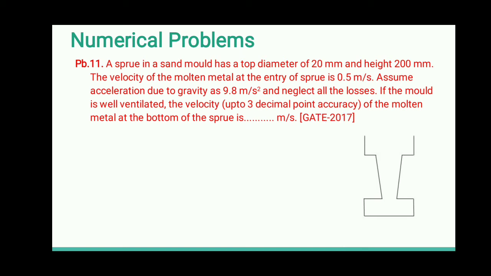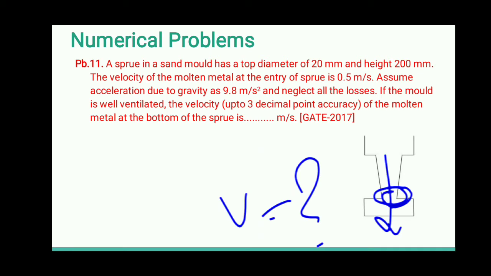The velocity of the molten metal at the entry of the sprue, that is at this cross section area, because this is a sprue, from here the entry of the molten material takes place. So the velocity at this section is given to you. This velocity is equal to 0.50 meter per second. Assume acceleration due to gravity is 9.81 meter per second square, neglecting all the losses. If the mold is well ventilated, that means there is no turbulence. The velocity of the molten material at the bottom of the down sprue, or at the gate, is what we have to find out at this section.